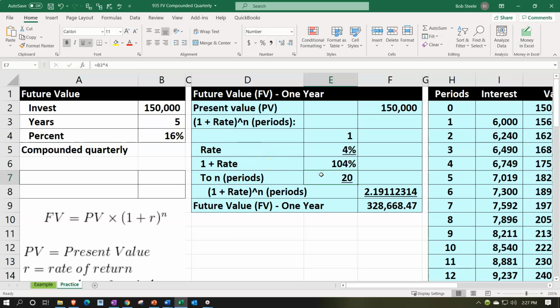So on our table then, we're looking at periods. The table does not represent years and yearly percentages. It represents periods and the related percent per period. The periods we're talking about now are quarters, and therefore the percent is going to be the 4%.